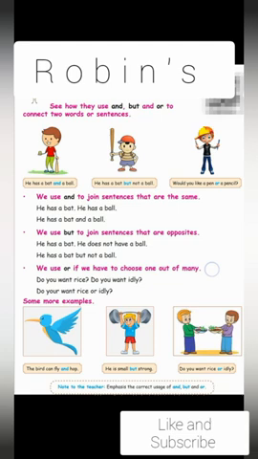See the first picture of the boy. He has a bat and a ball. Second picture. He has a bat but not a ball. Third picture. Would you like a pen or pencil?